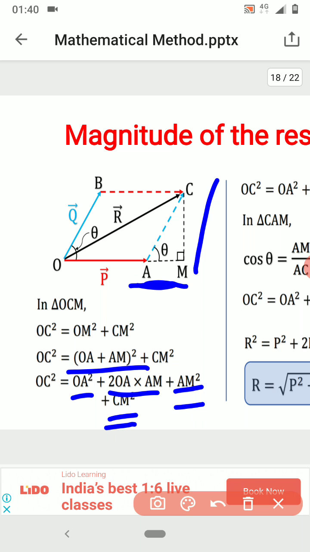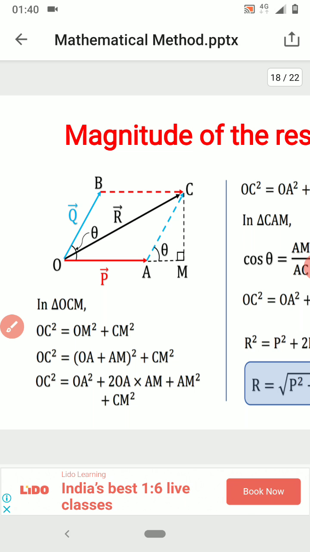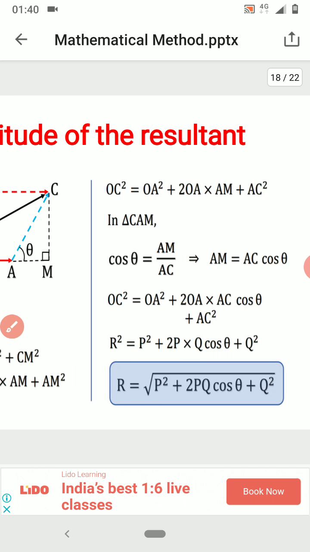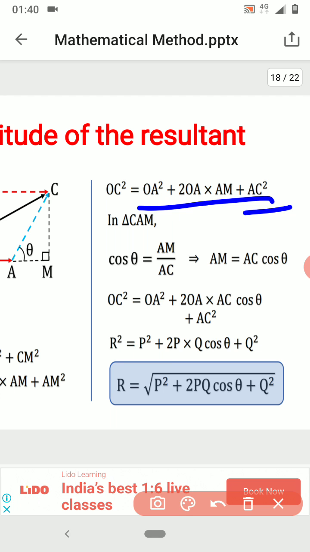Concentrate on this term. AM square plus CM square are the sides of another triangle, ACM. Here AC is the hypotenuse of this triangle. So instead of writing this, you can write AC square. So OA square plus 2 OA AM plus AC square.